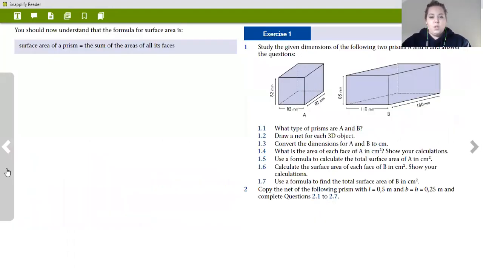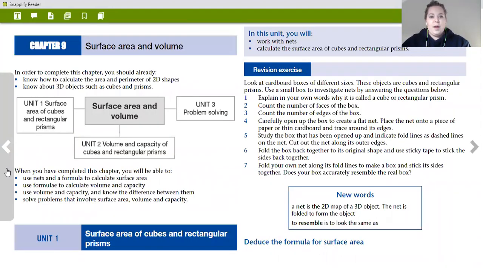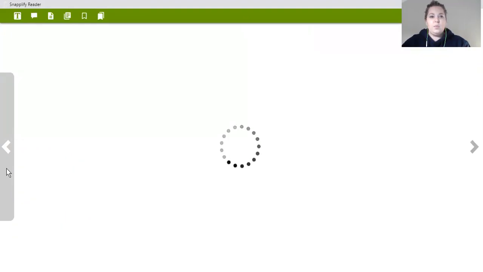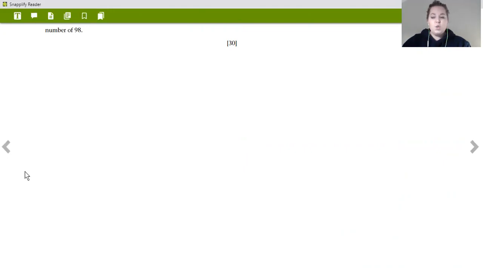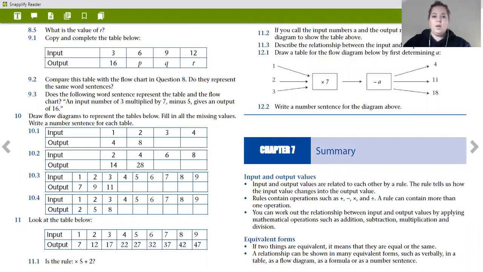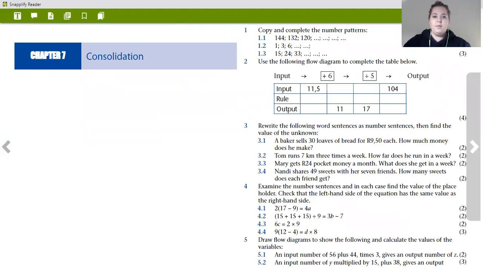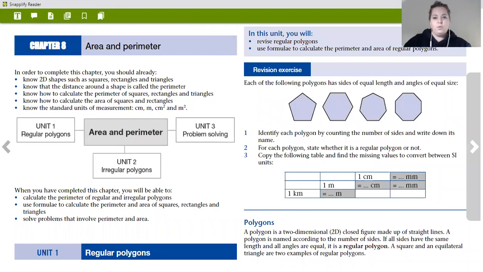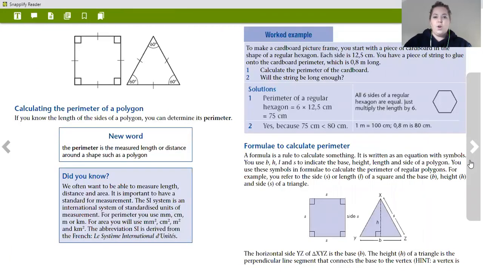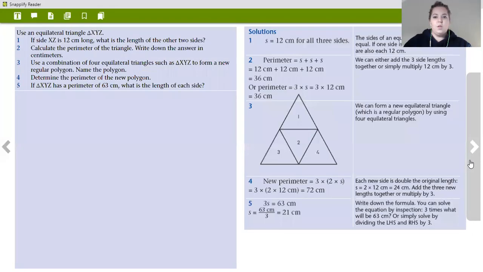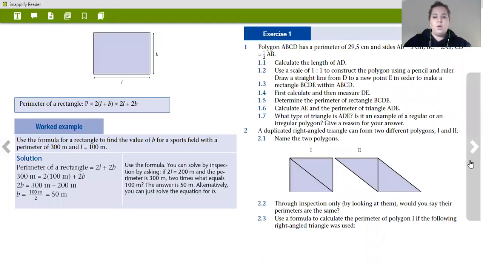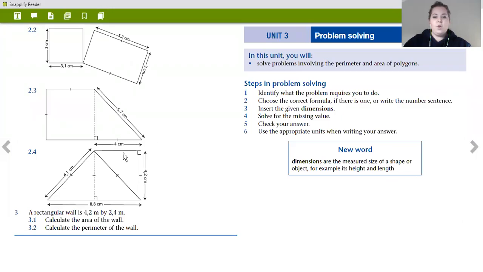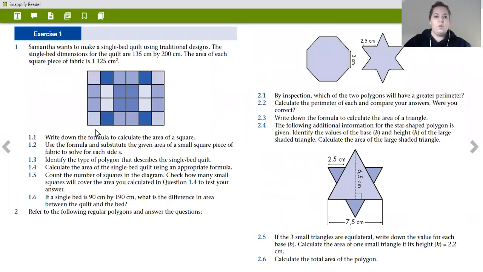Yeah, and then I just want to go back, because the one question in the problem solving is a bit difficult, so I just want to explain it to you. Let me go back. There we go, area and perimeter. There's all your regular polygons, and then you've got irregular, and then we've got the problem solving.